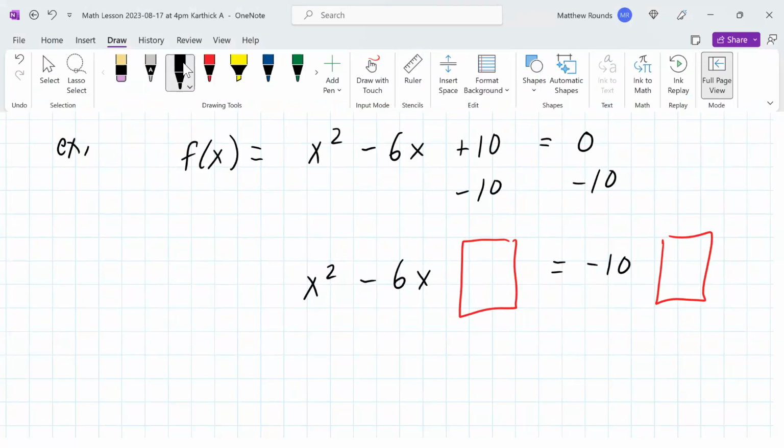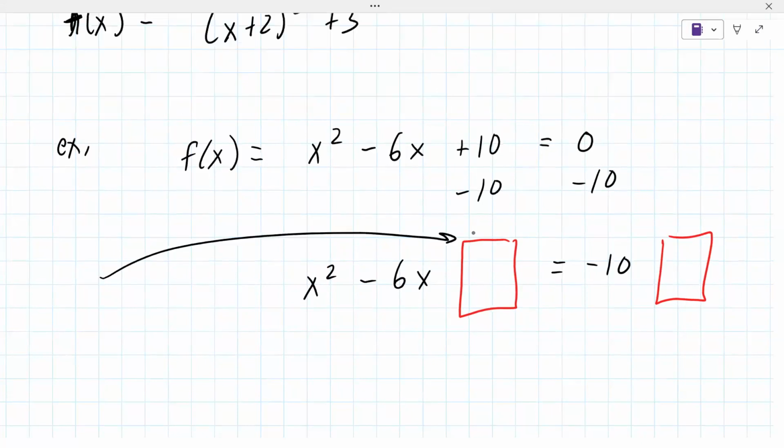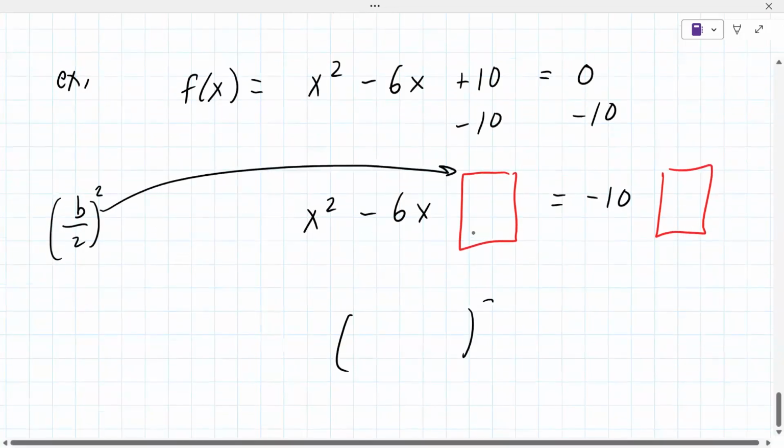So what some students do, and I don't like this, but they learn that what goes in the box here is b divided by 2 squared, which is sometimes true, but not always true. I only want you to remember stuff that's always true. Got it. So instead, I like to come down here and figure out, okay, what goes in the binomial here? And it's always half of this.